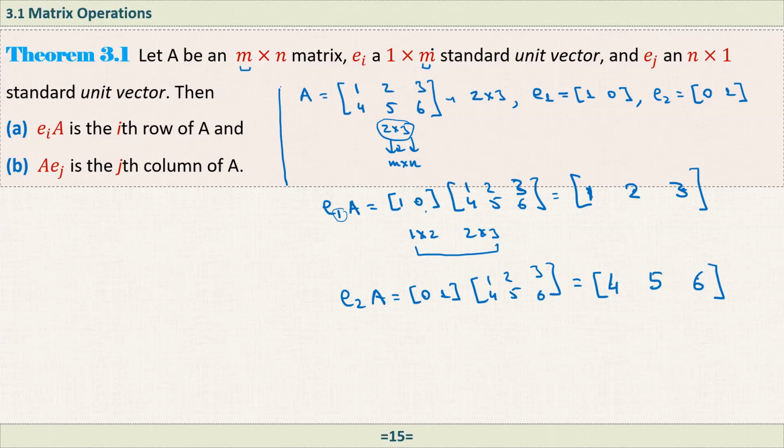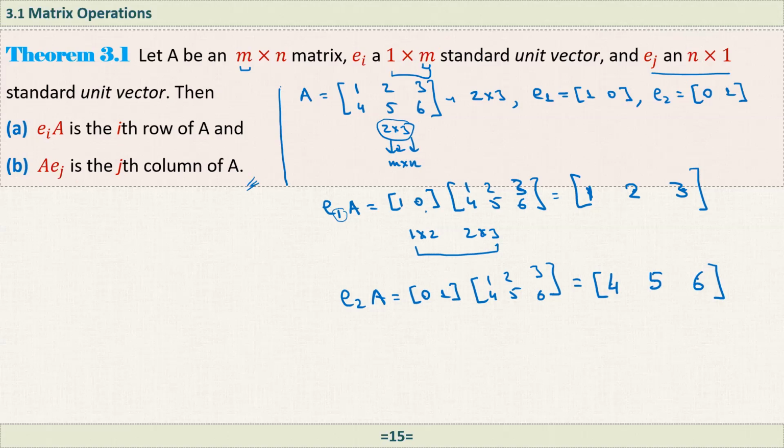If you're given a 1 by n standard unit vector, and each subject is an n by 1 standard unit vector, that means this one is a row vector and this one is a column vector, right? So if you multiply E sub i by A, it gives us the ith row of A. And if you multiply A by E sub j, it gives us the jth column of A. With examples, you can just try this second part. That is what it's talking about.